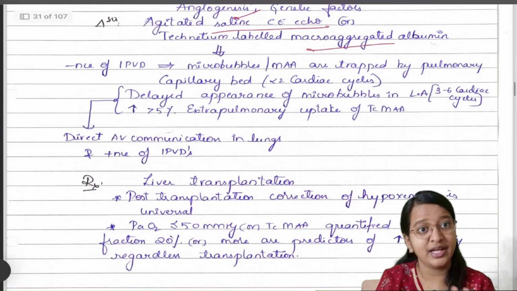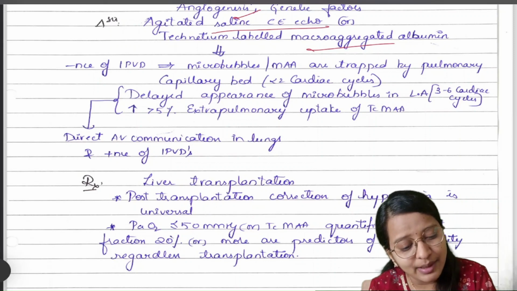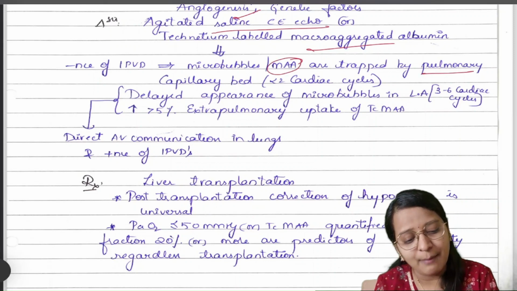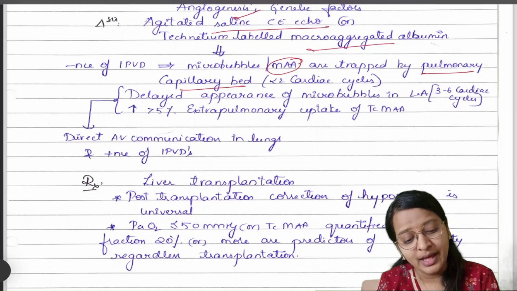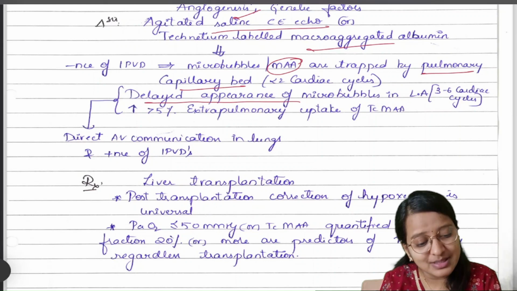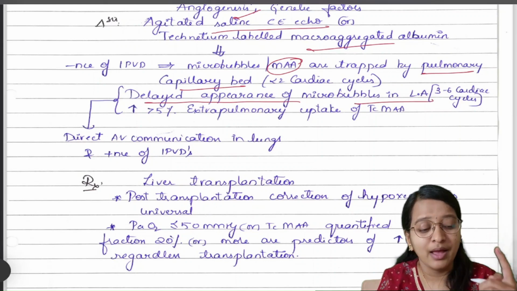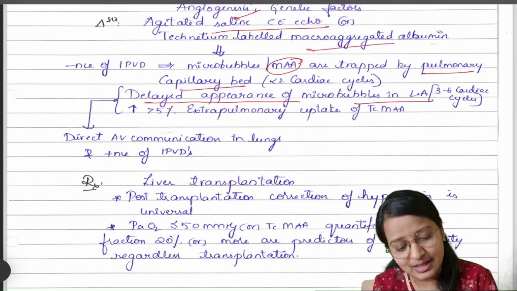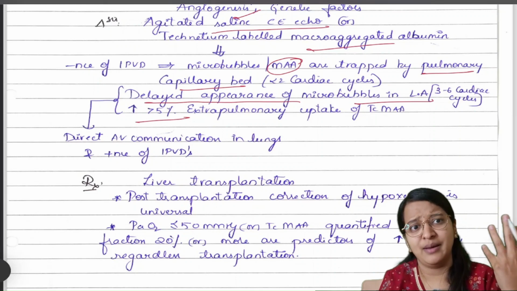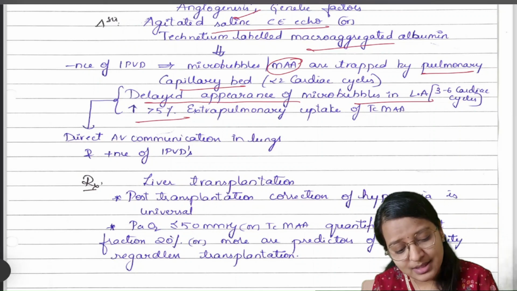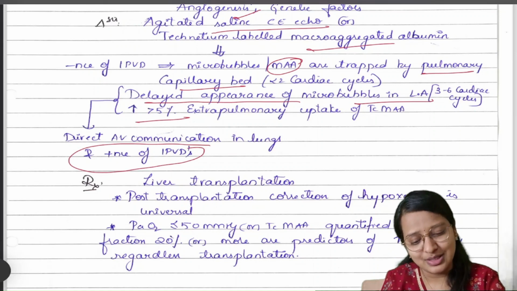Normally, if there are no pulmonary vascular dilatations, the albumin is trapped by the pulmonary capillary blood in less than 2 cardiac cycles. But if there is delayed appearance of these microbubbles in your left atrium, that means it is taking more time, more than 3 to 6 cardiac cycles, or there is greater than 5% extrapulmonary uptake, that means brain uptake and so on. That means there is presence of IPVs, the pulmonary vascular dilatations.